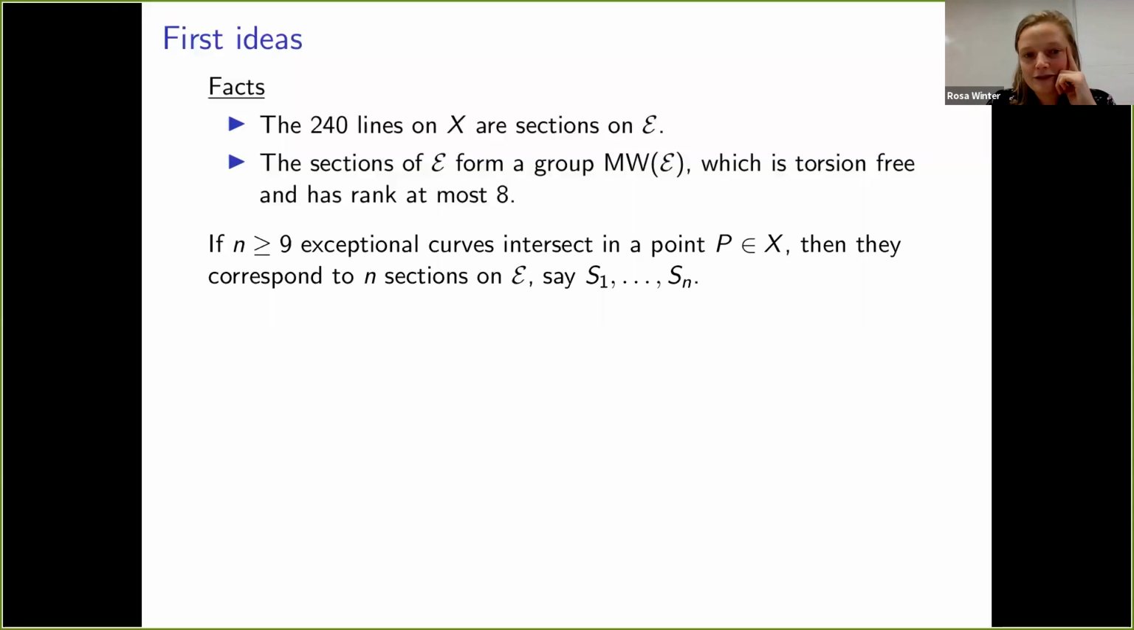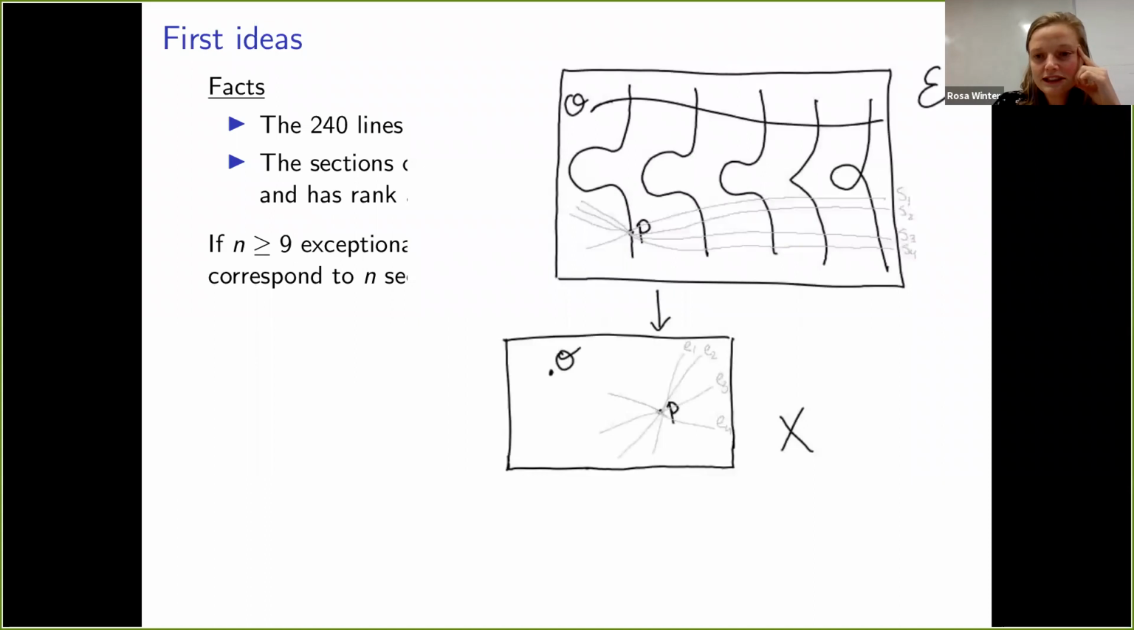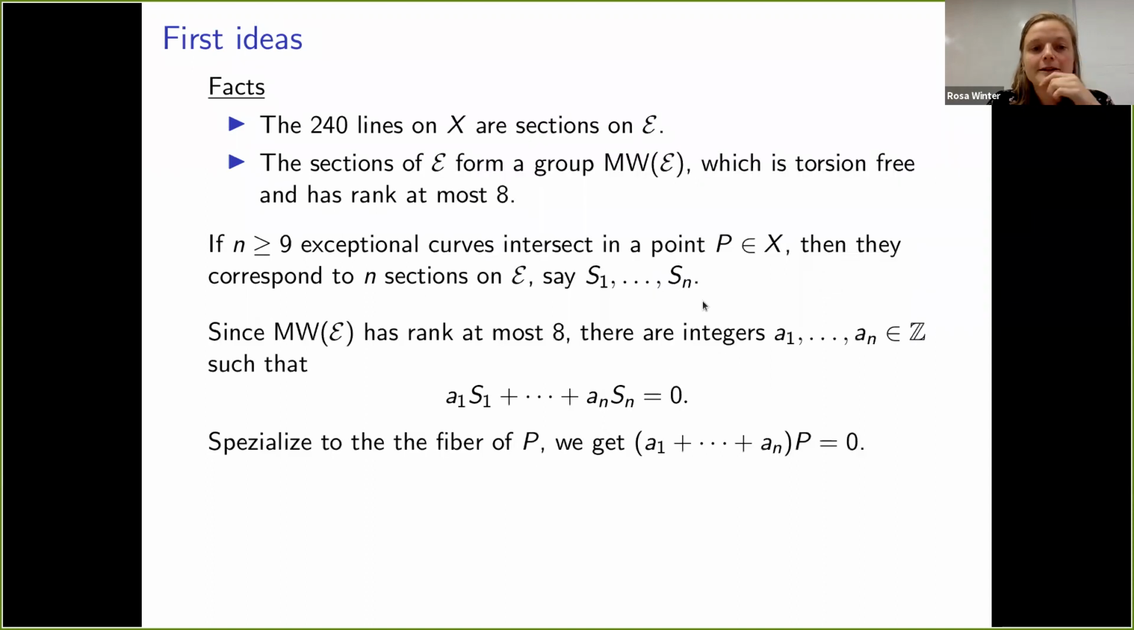So let's say that we have at least 9 exceptional curves that intersect in a point on your Del Pezzo surface. Then they correspond to n sections upstairs. So here's a picture of that. If I have, for example, 4 exceptional curves intersecting in P, then upstairs you have 4 sections, and of course they all go through P on this fiber. And since the Mordell-Weil group has rank at most 8, there must be a linear relation between 9 or more sections. So there are integers such that you have this linear combination adding up to 0.